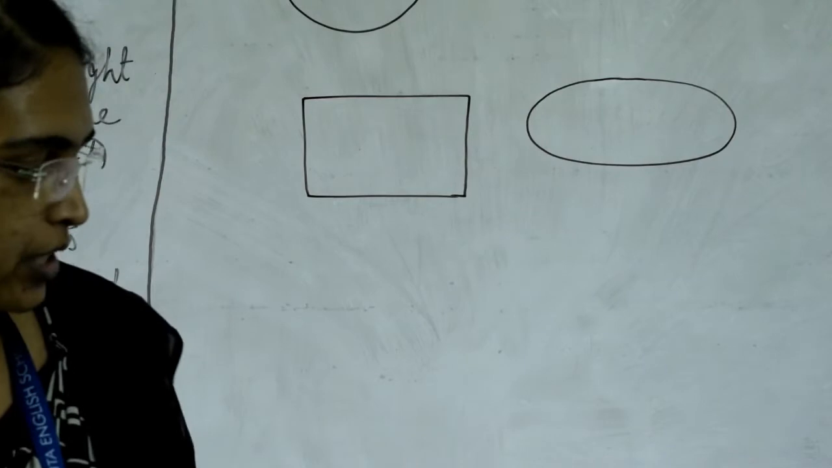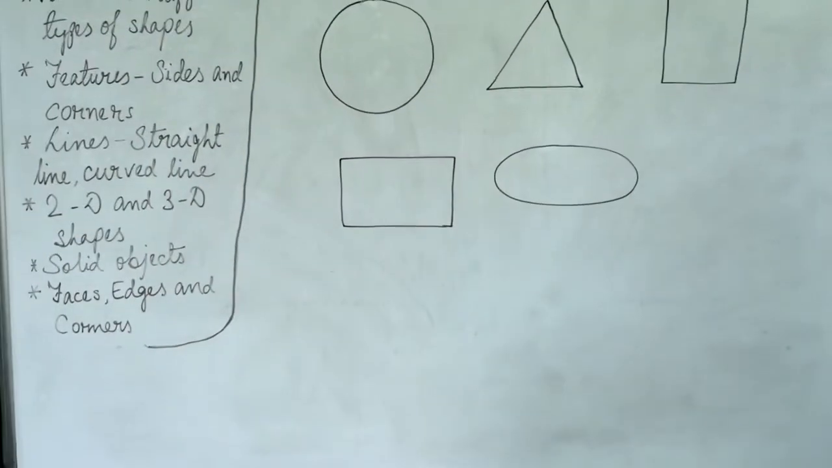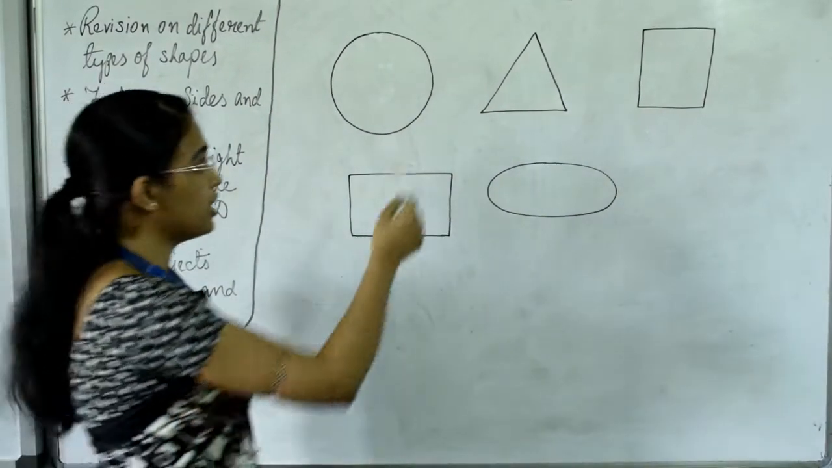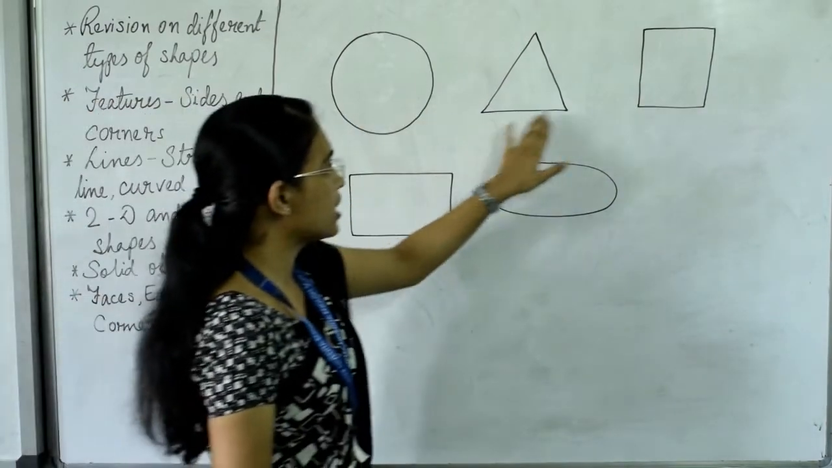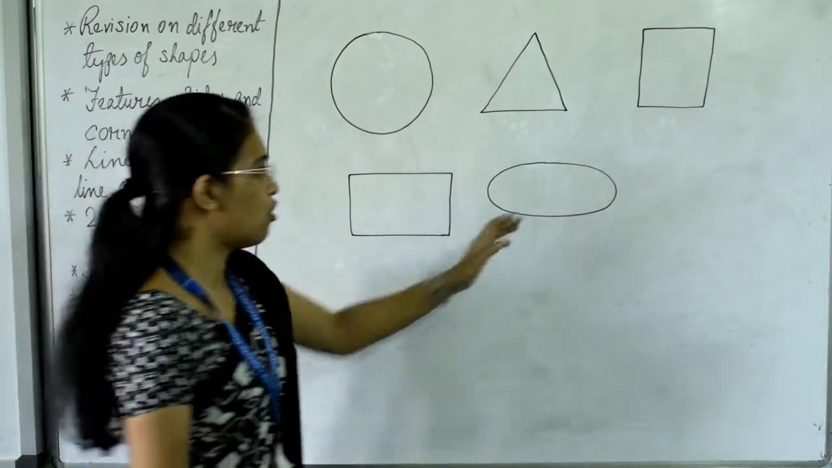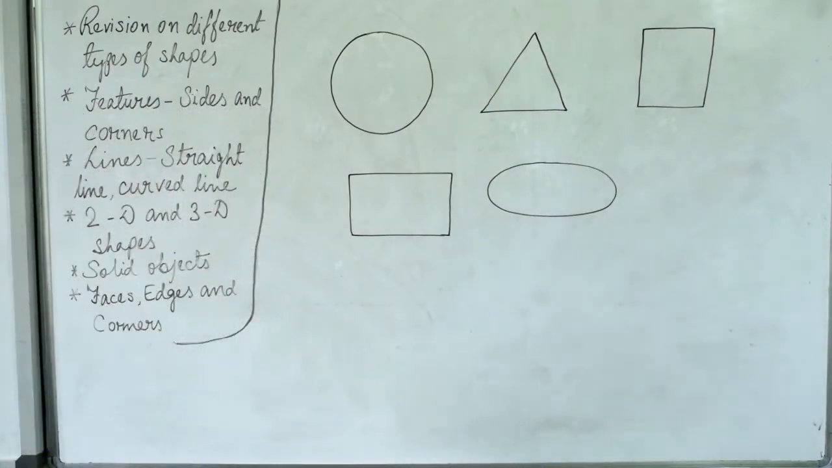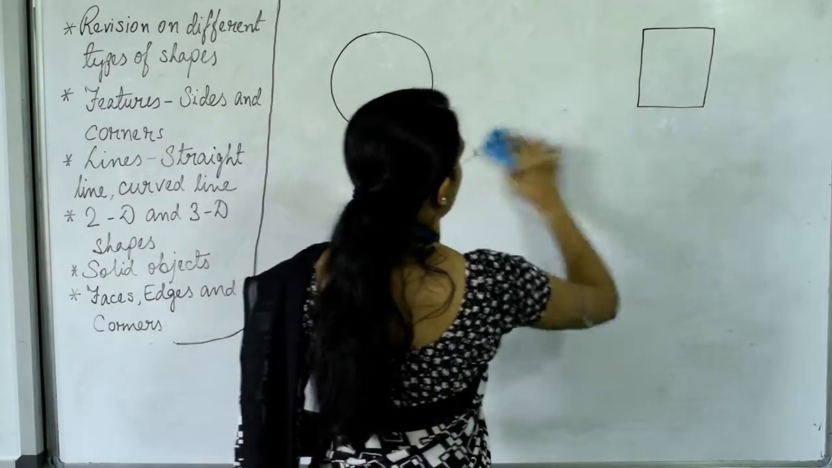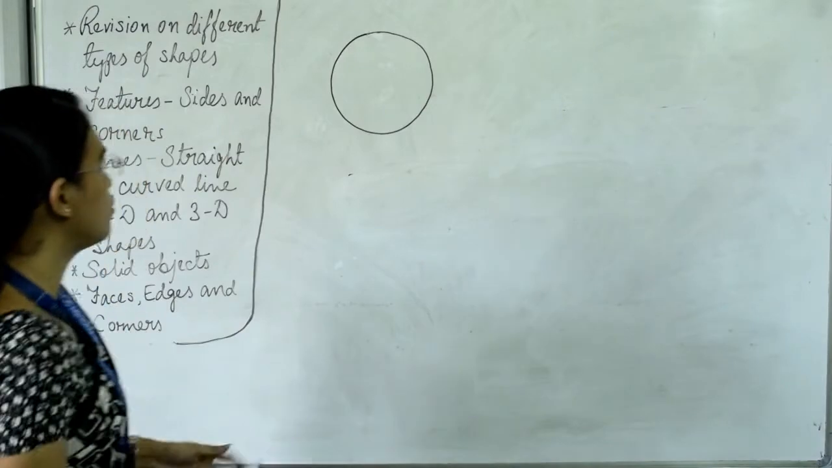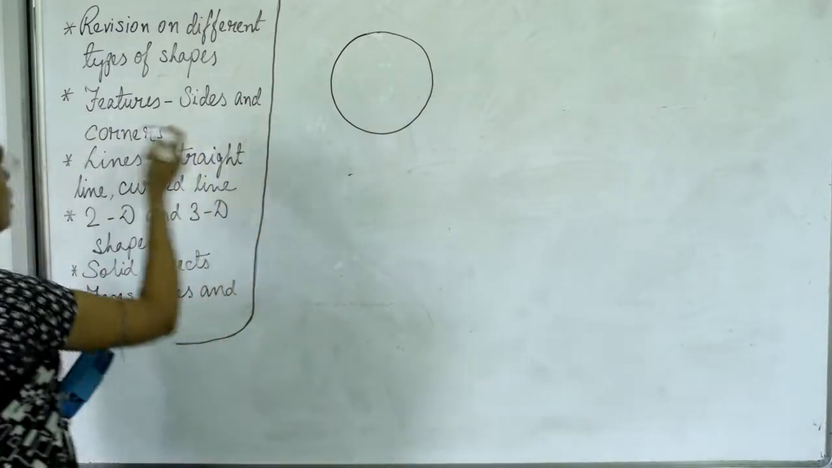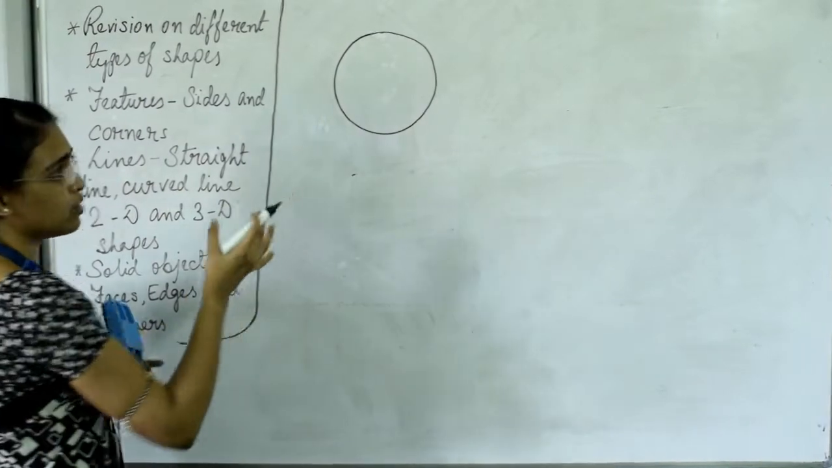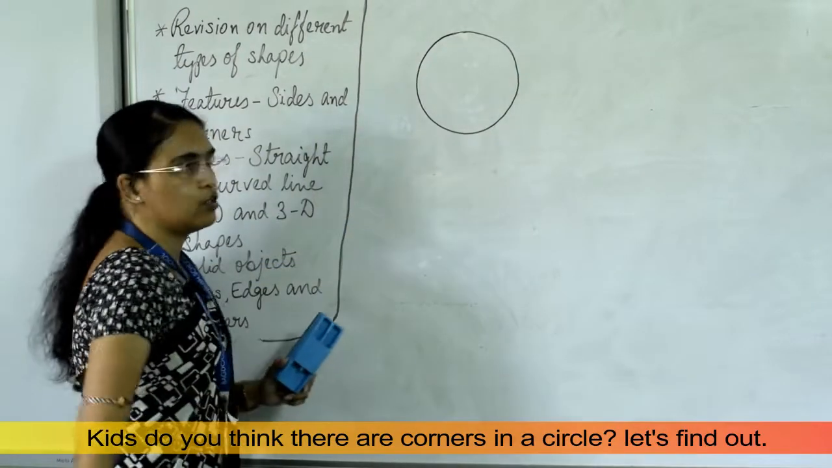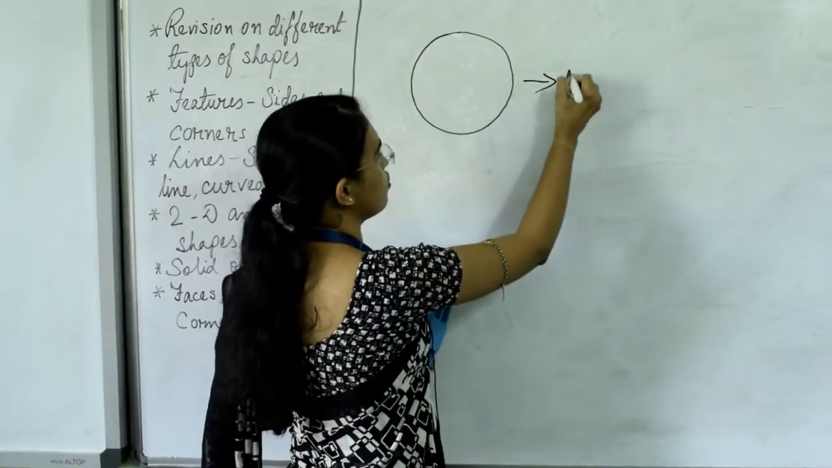Now come to the next page. Now look here. There are so many different shapes. This one is circle, this one is triangle, this one is square, this one is rectangle and this one is oval. First we will discuss about circle. Next, we will find out its sides and its corners. Does circle have any side? No. That means circle has no side.